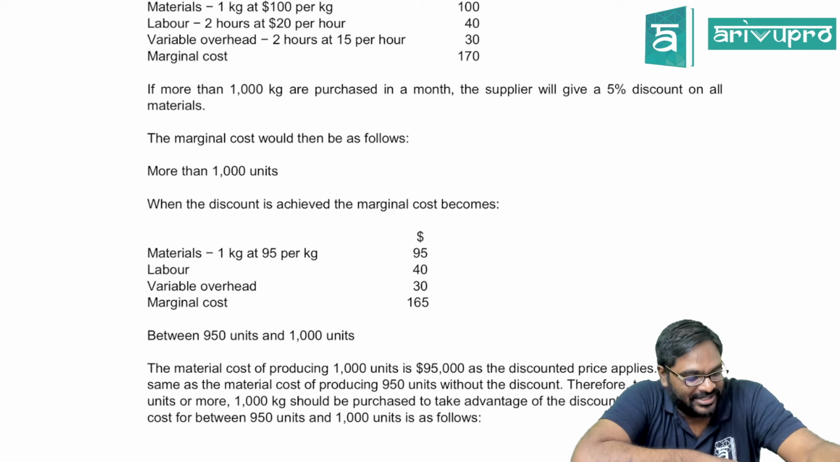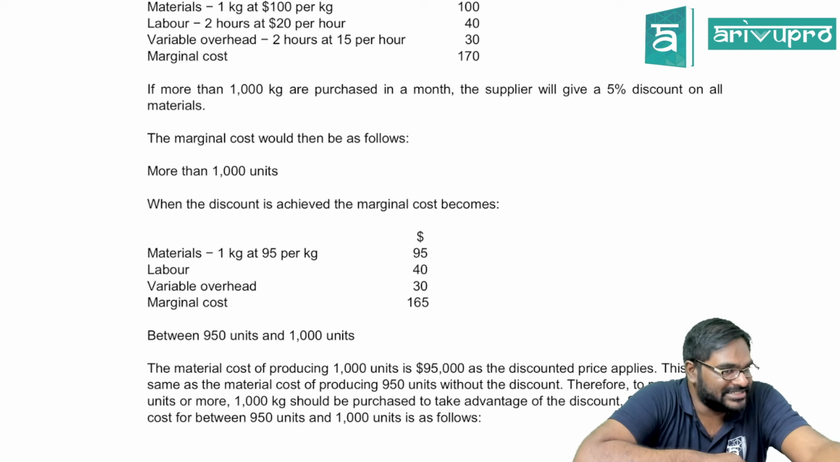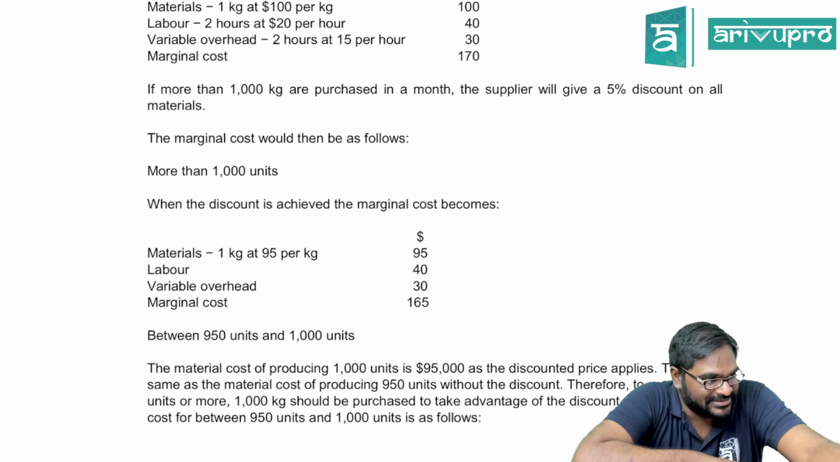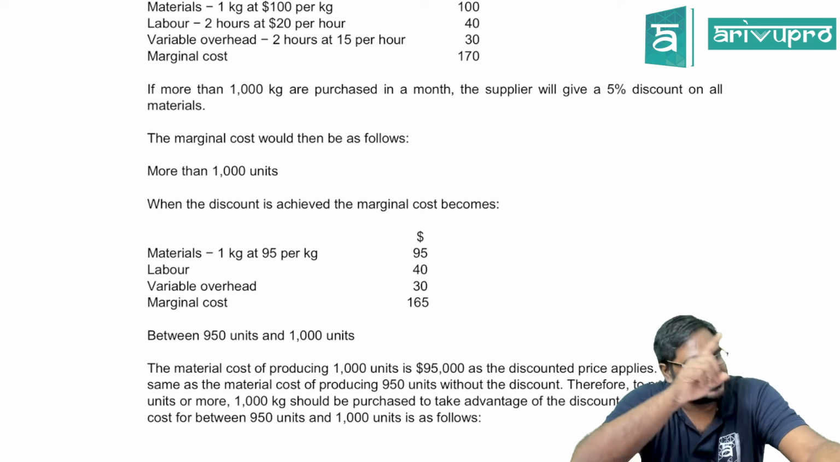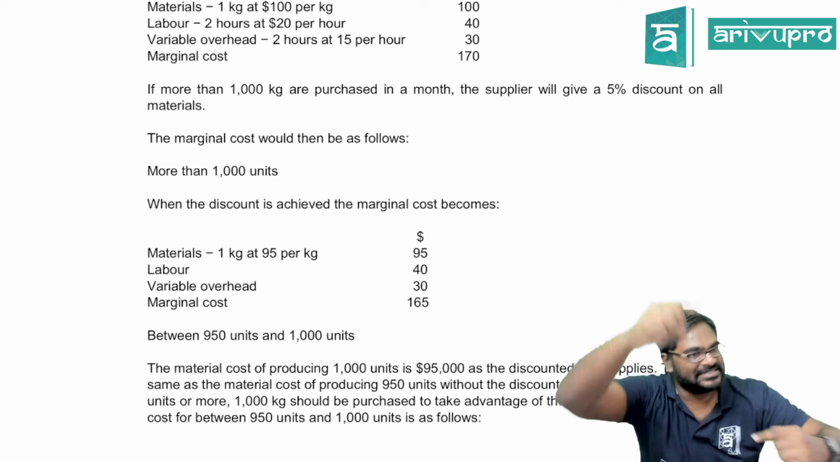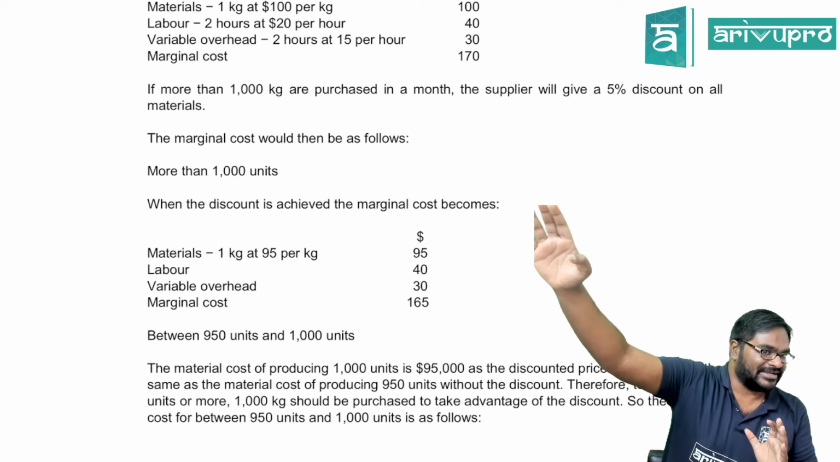Originally, we had 100. So that means 1000, right? 1000 to produce 1000 units. Earlier, the material cost was 100. Now to produce 1000 units, the material cost is 950. That means the gap between these two, the balance 50 units, you are not incurring any material cost as well. If we compare the original one against the discounted one, the marginal cost means the gap between the original one and the discounted one.